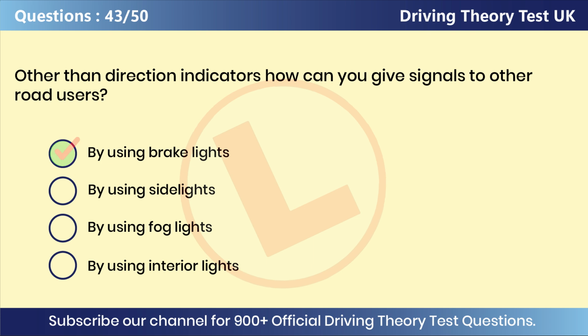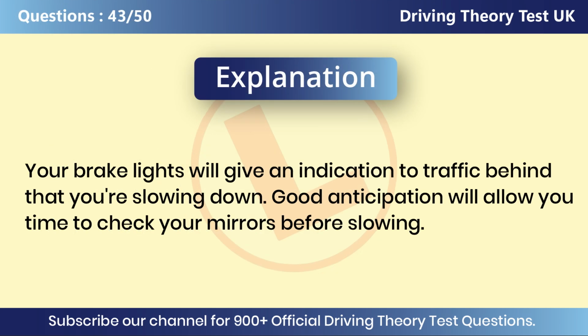A. By using brake lights. Your brake lights will give an indication to traffic behind that you're slowing down. Good anticipation will allow you time to check your mirrors before slowing.